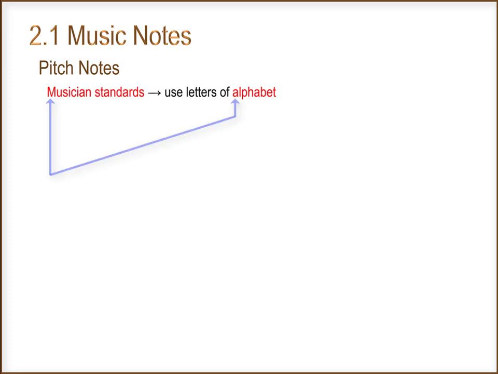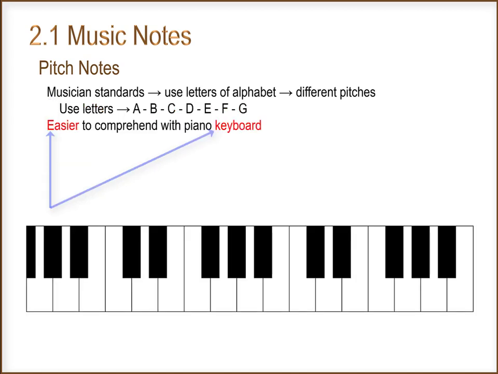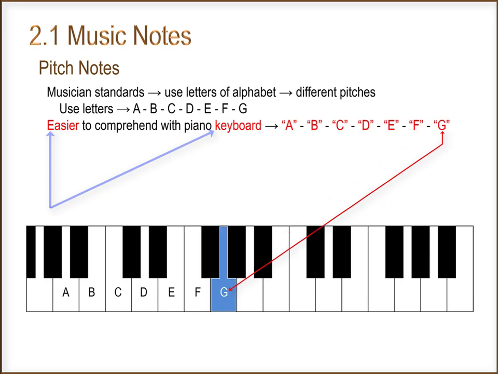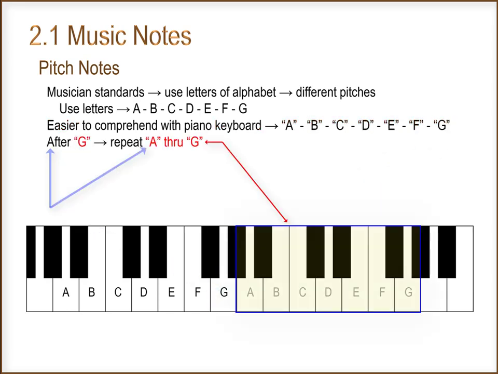Musician standards use letters of the alphabet for different pitches. They use the letters A, B, C, D, E, F, G. It's easier to comprehend this with a piano keyboard. A, B, C, D, E, F, and G. After G, the letters are repeated from A through G.